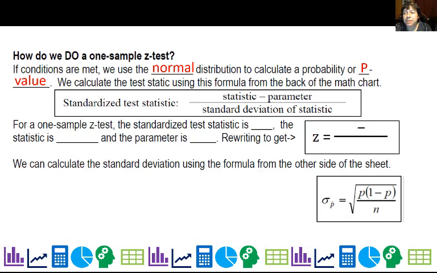For a one-sample z-test, a standardized test statistic is z, and this is from your math chart right up here, but I'm going to fill it in with values particular to proportions. Our statistic in this case is actually going to be p-hat, and the parameter p-naught is our hypothesized value. So you're going to go p-hat minus p-naught over your standard deviation for the proportion. Now we can get that from the formula chart, and we ran into that when we were doing the confidence intervals as well. It's still the square root of p times 1 minus p over n.